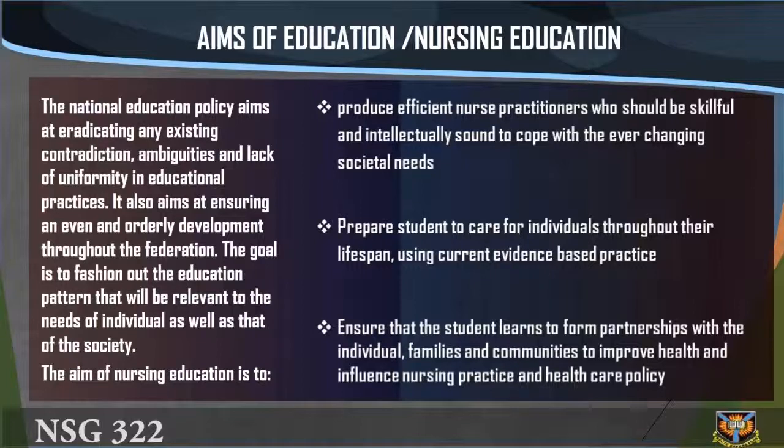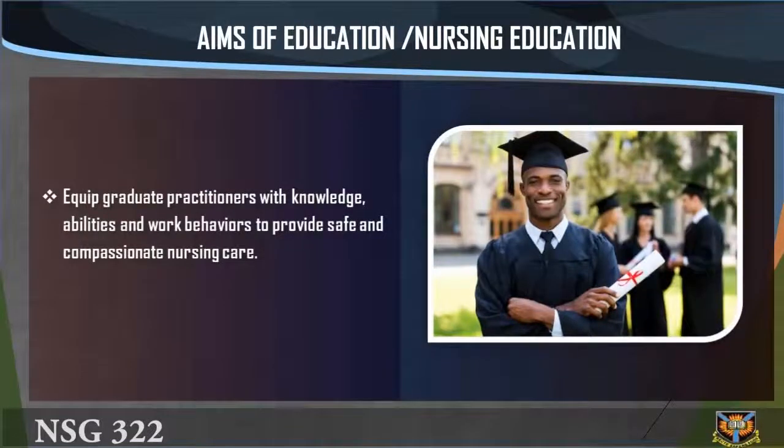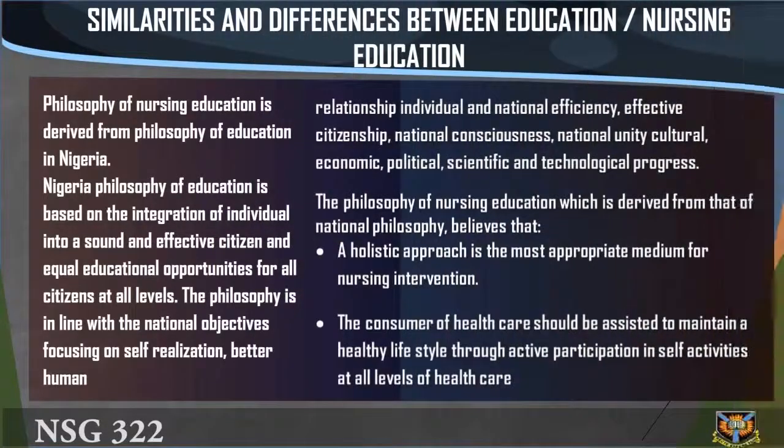Prepare students to care for individuals throughout their lifespan using current evidence-based practice. Ensure that the student learns to form partnership with the individual, families, and communities to improve health and influence nursing practice and healthcare policy. Equip graduate practitioners with knowledge, abilities, and work behaviors to provide safe and compassionate nursing care. Similarities and differences between education and nursing education.